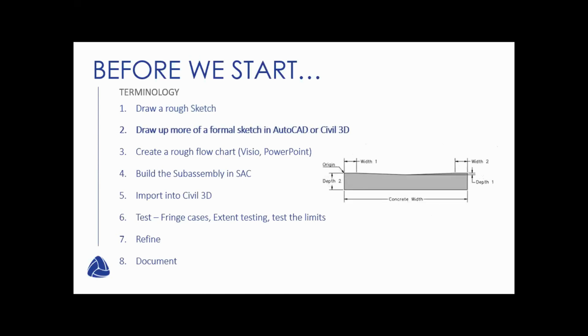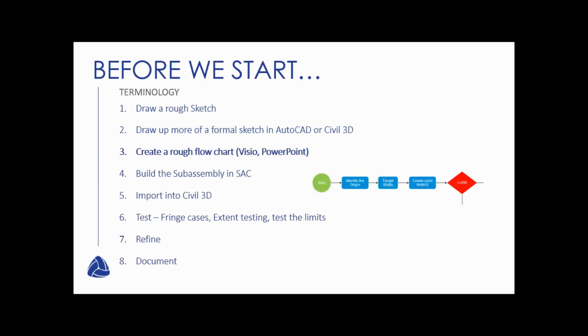Then what I usually do is I just take this over into Civil 3D quickly, and I just draw out a cross section of my subassembly. This is where I can then just add some dimensions, just make it a little bit easier to understand, and it's a little bit more readable than the rough hand sketch.